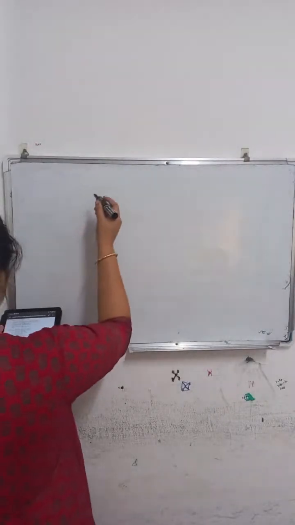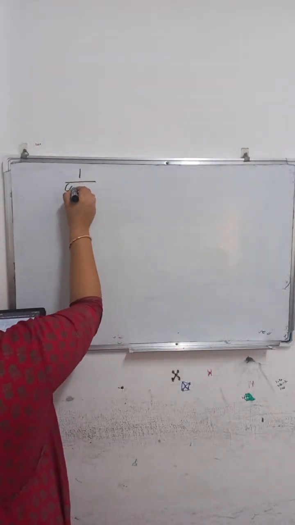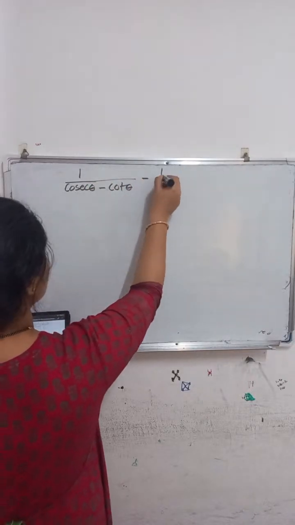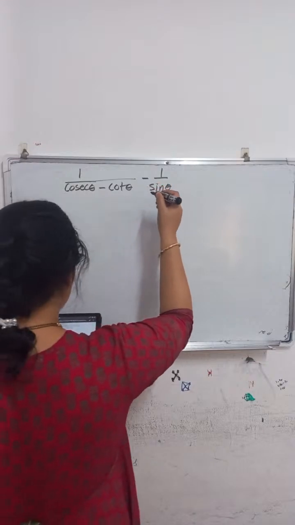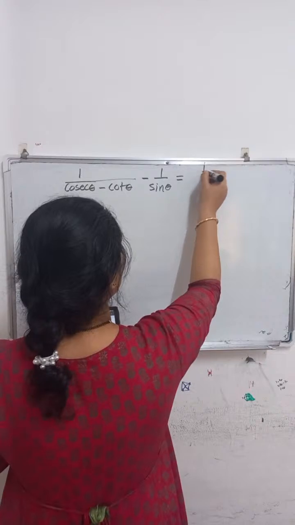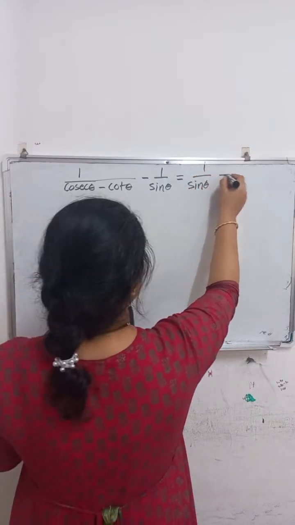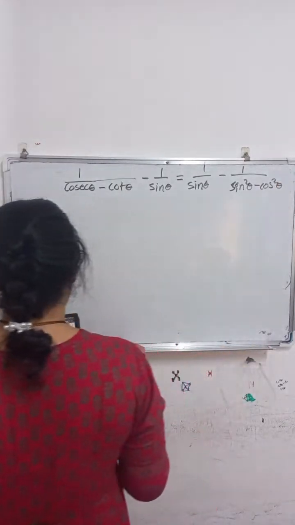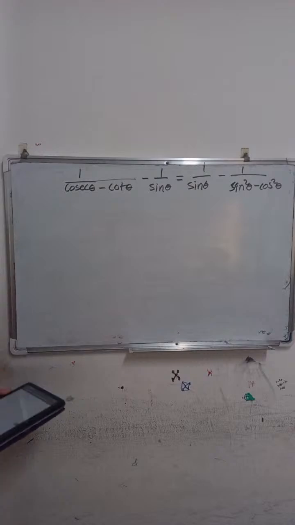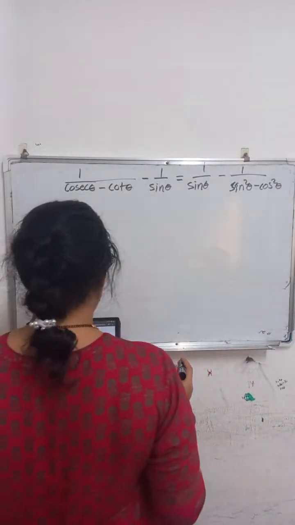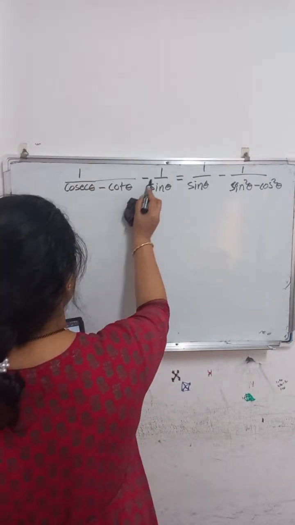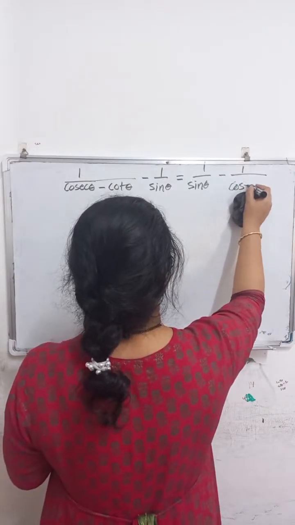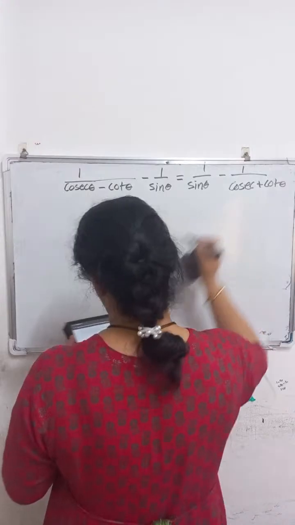So here we have 1 upon (cosec theta minus cot theta) minus 1 upon sin theta is equal to... oh wait, I think I wrote the wrong question. 1 upon (cosec theta minus cot theta) minus 1 by sin theta is equal to 1 by sin theta minus 1 upon (cosec theta plus cot theta). Something different, no?